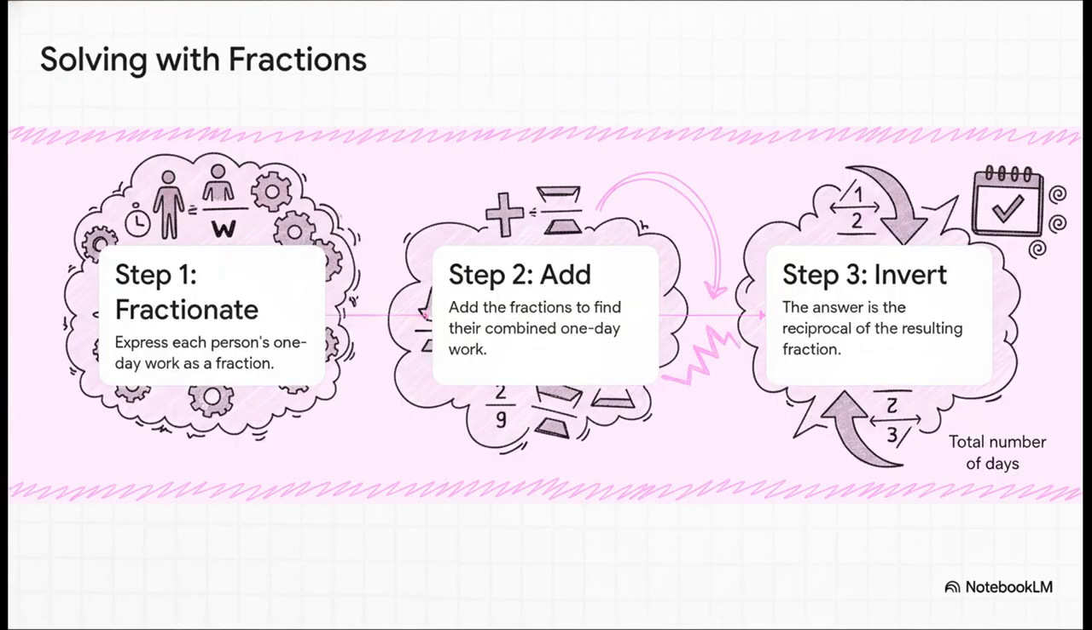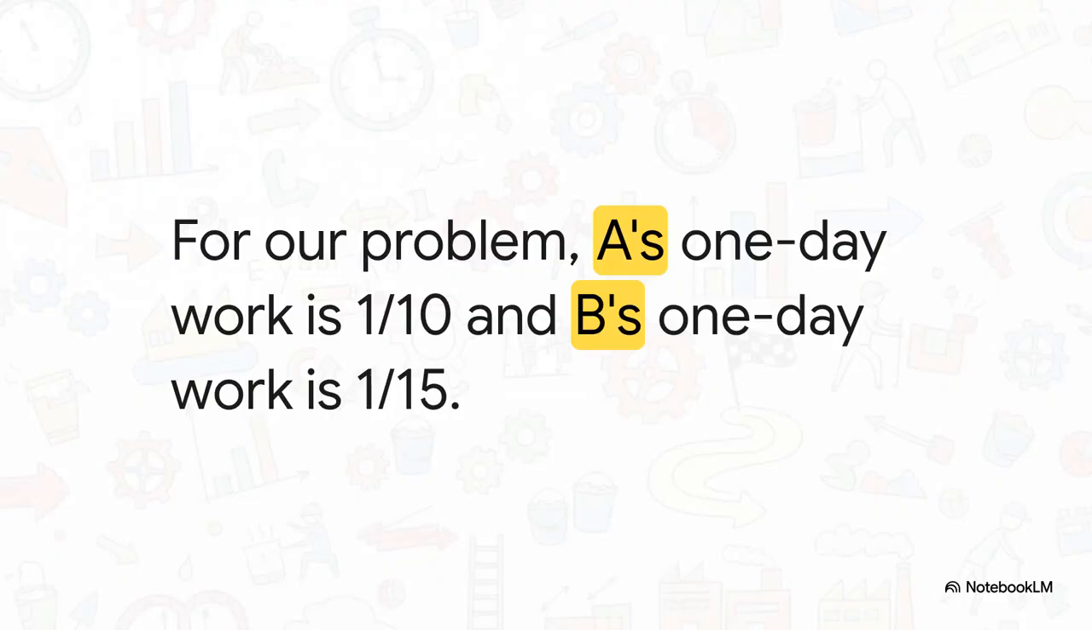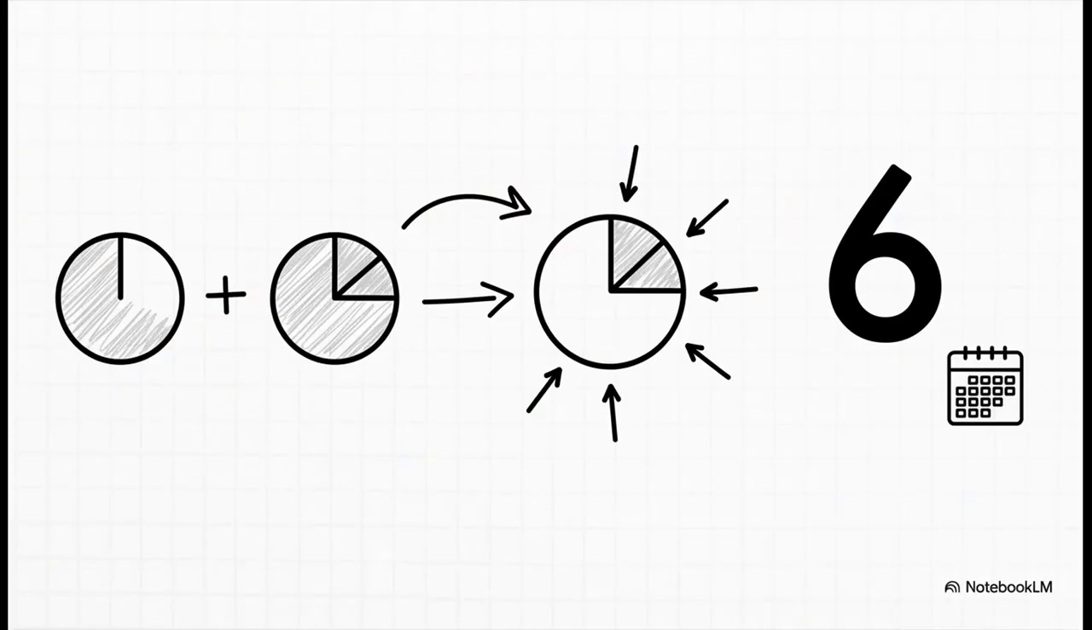And the steps are just as straightforward. You turn their work rates into fractions, you add those fractions together, and then, and this is the key part, you flip the final fraction. You take the reciprocal, and that gives you the total number of days. So for our problem, A's 1-day work is simply 1/10, and B's 1-day work is 1/15. Pretty simple so far. Now for a little bit of math.